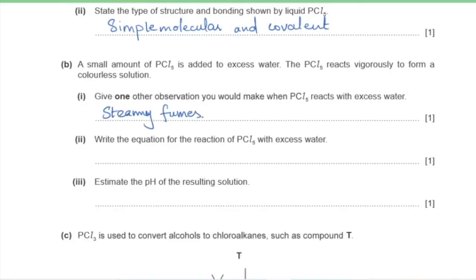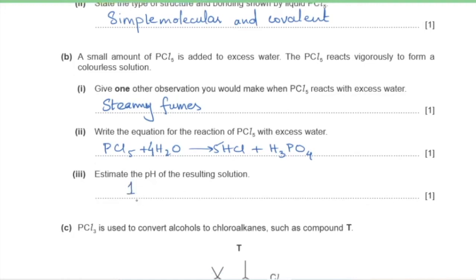Part 2, write the equation for the reaction of PCl5 with excess water. So PCl5 plus water gives HCl plus phosphoric acid, which is H3PO4, 5 moles of HCl and 4 moles of water molecule. Part 3, estimate the pH of the resulting solution. So because HCl, which is hydrochloric acid, is produced, which is a strong acid, it's going to be somewhere around 1 or 2. So I'll write 1.